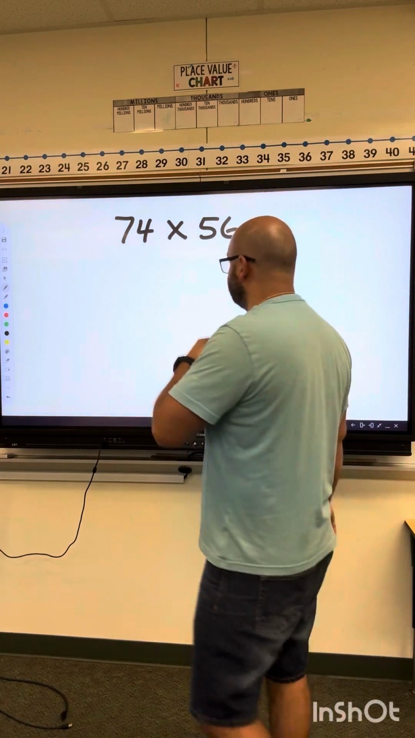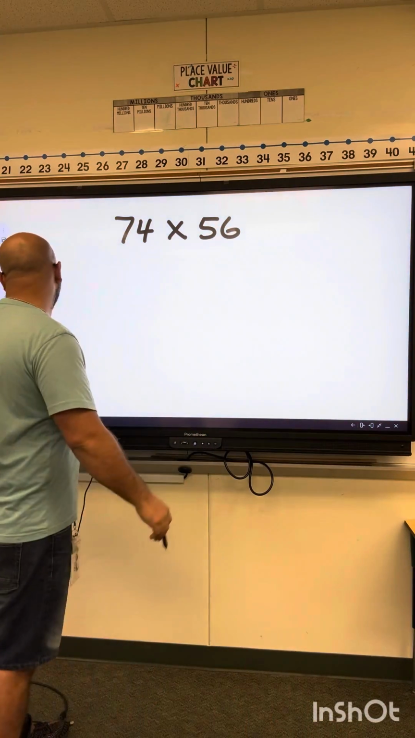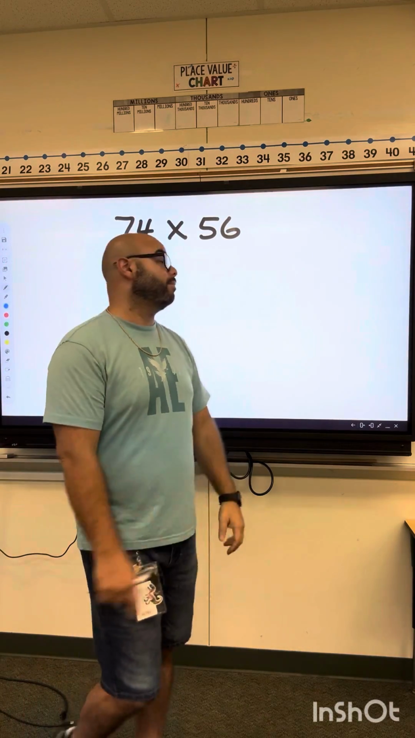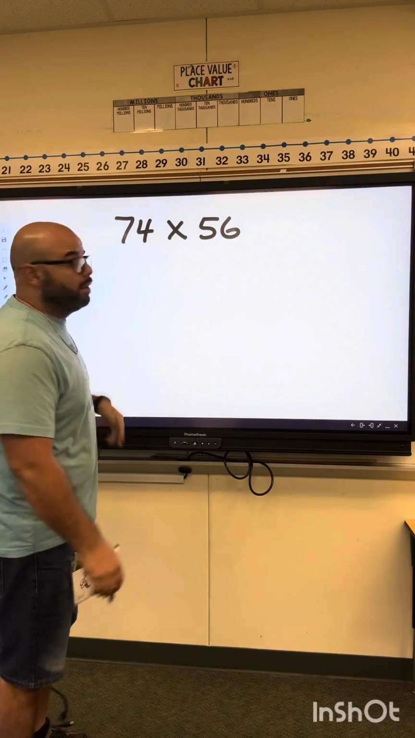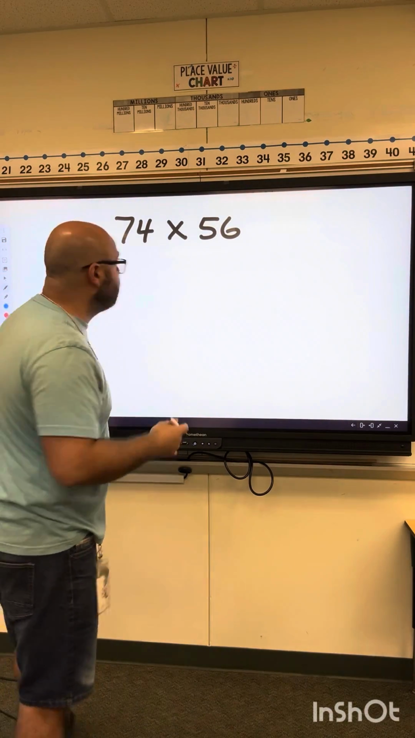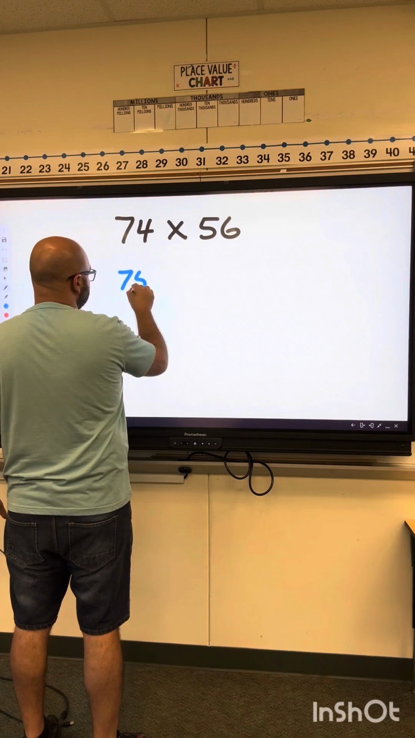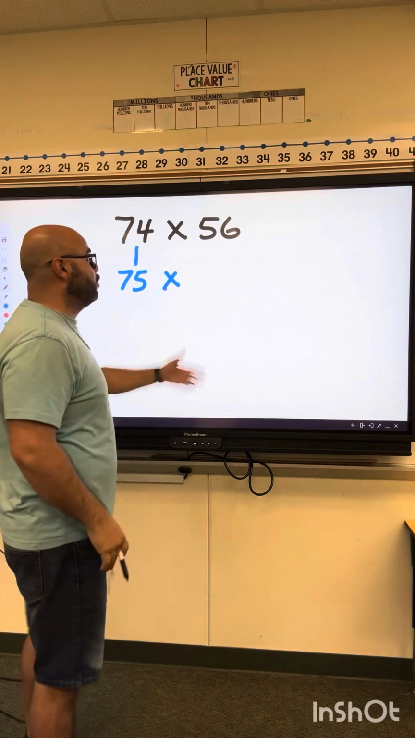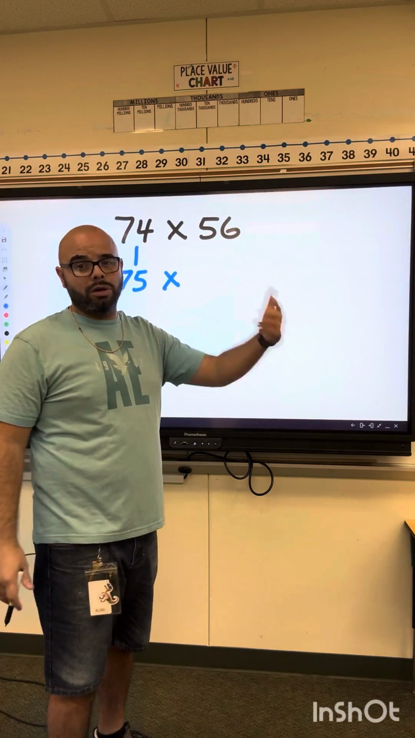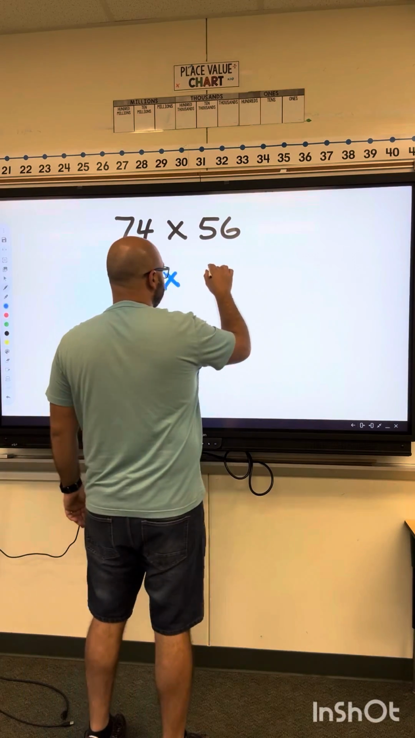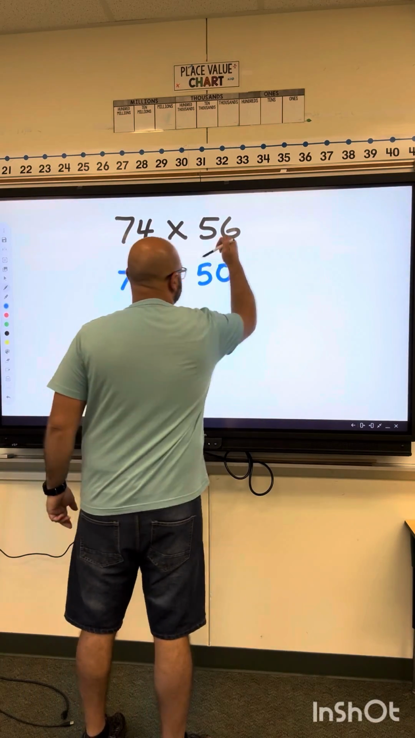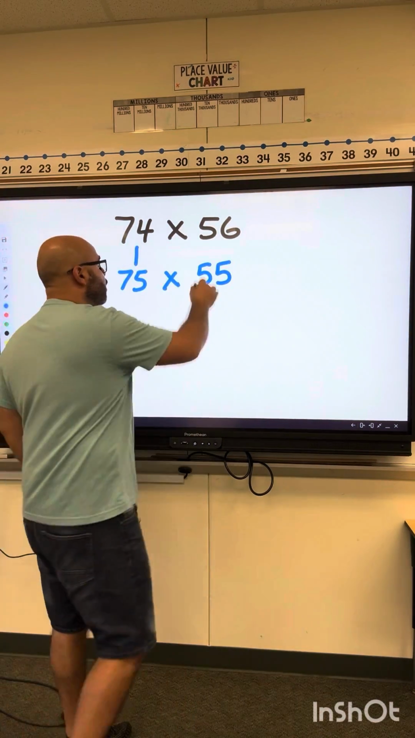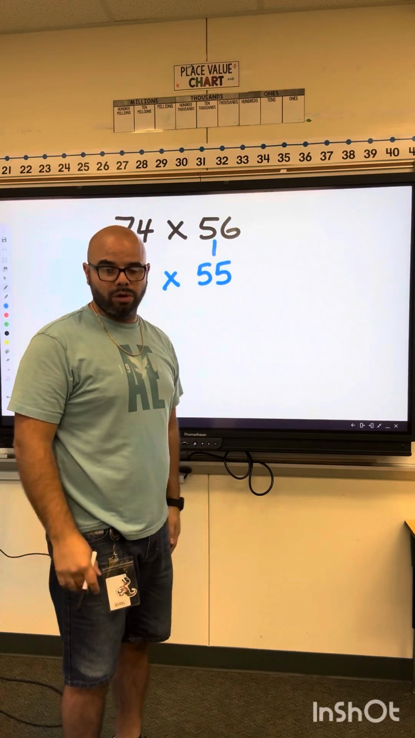So compatible numbers. This 74. I know that compatible numbers rather end in 0 or 5. If I look at this 74, if I convert it into a compatible number, it would be a 75. Times, if I were to convert this 56 into a compatible number, it will be 55. Okay? These are compatible numbers, and then they would solve this going across.